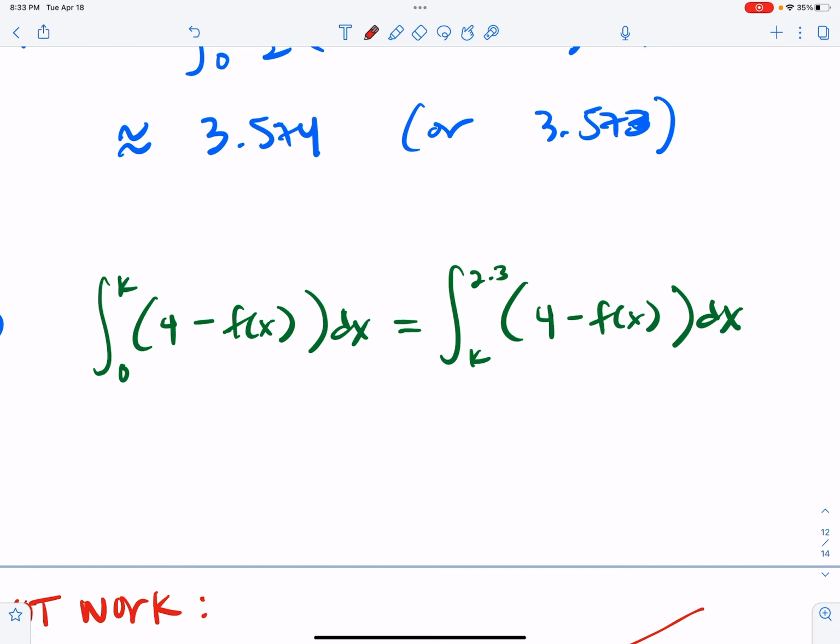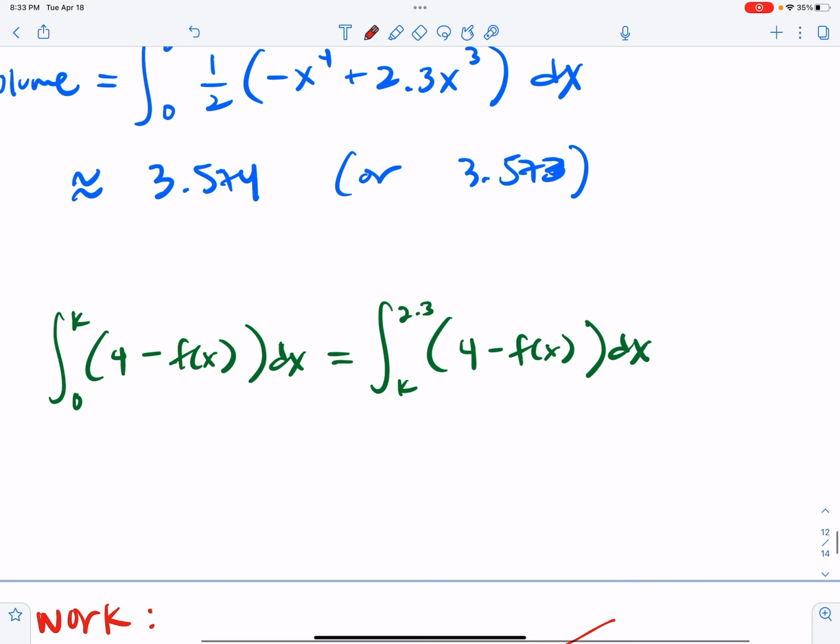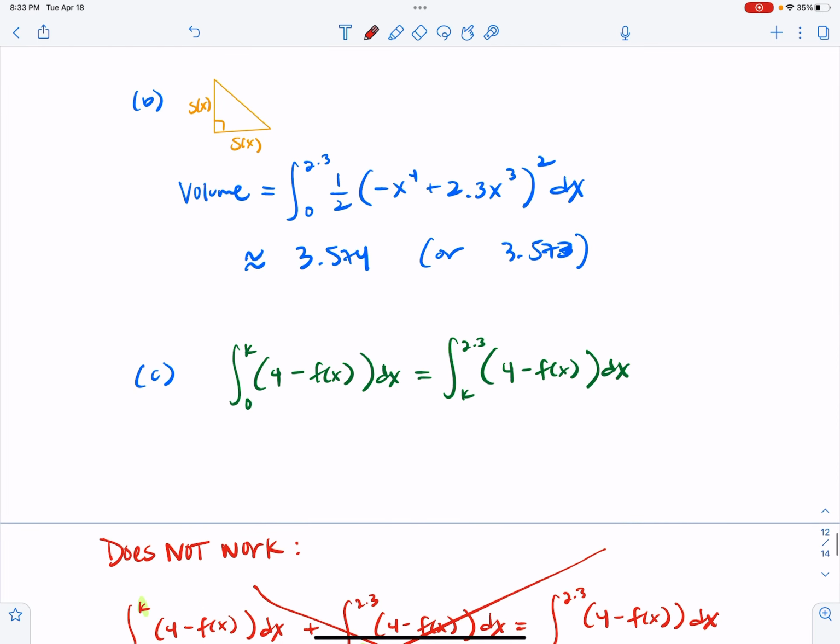Whereas this would not be. This is like saying the area that one integral describes minus the area that the other integral describes is equal to 0. Okay, and that is it for 7.2.